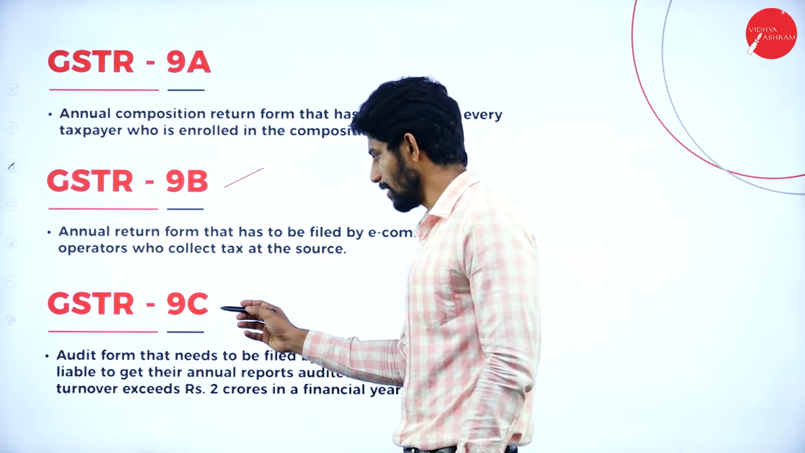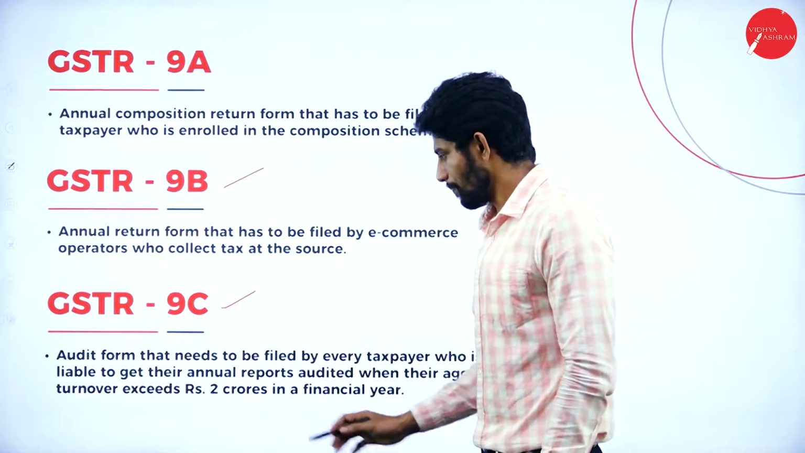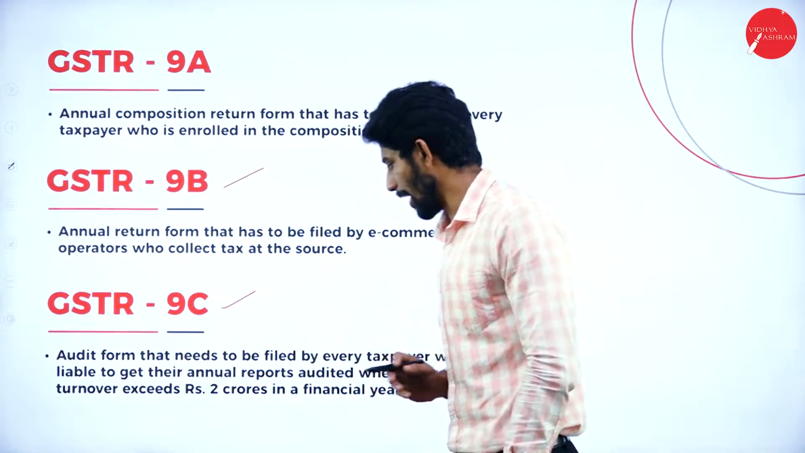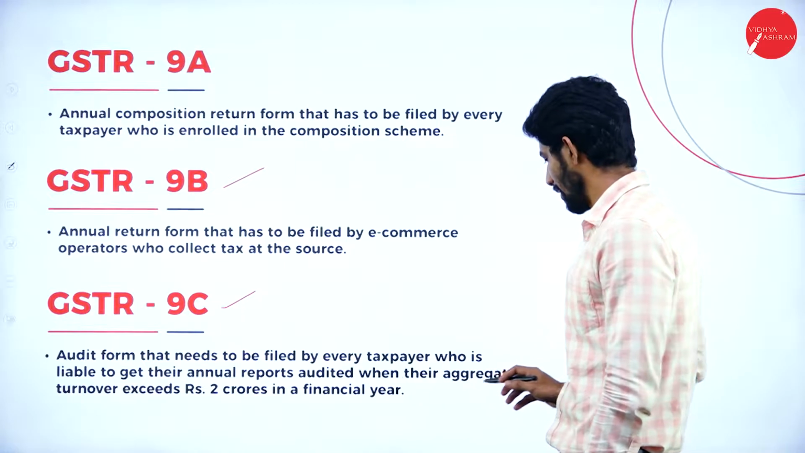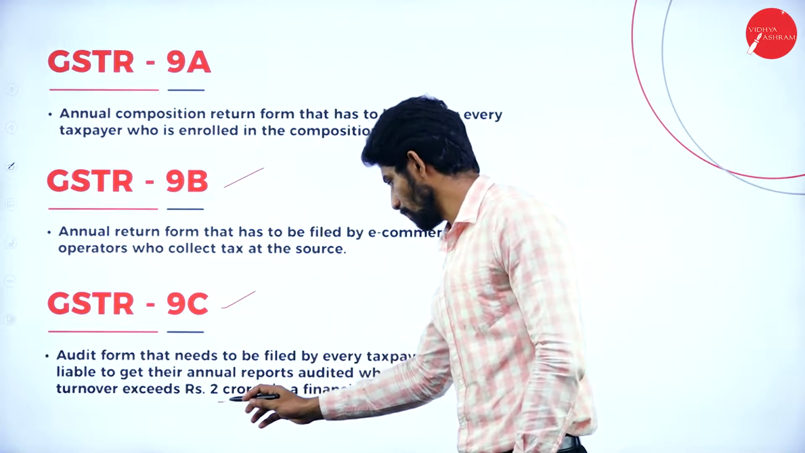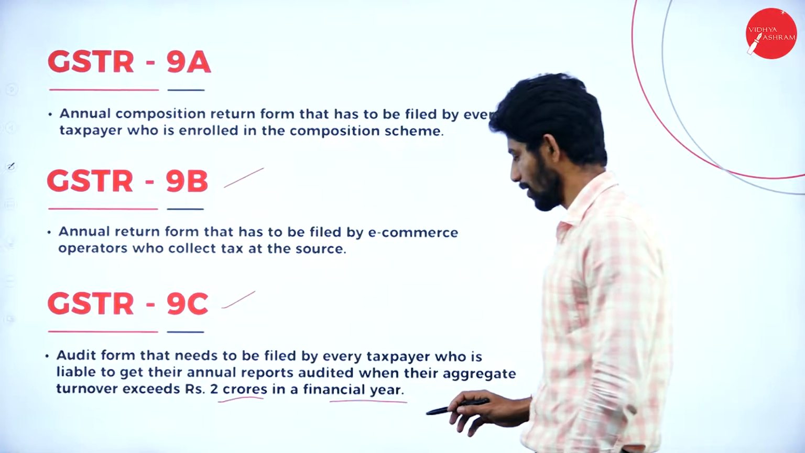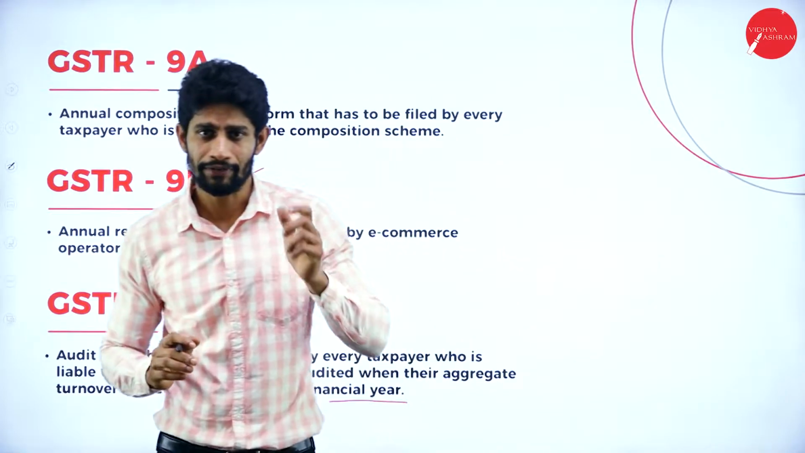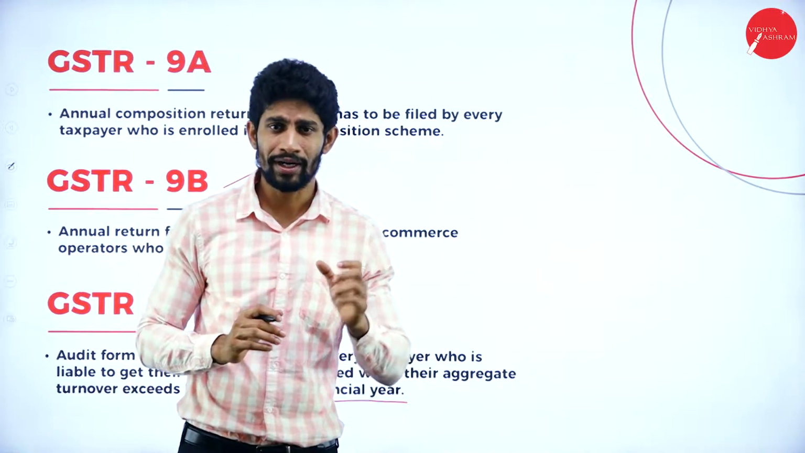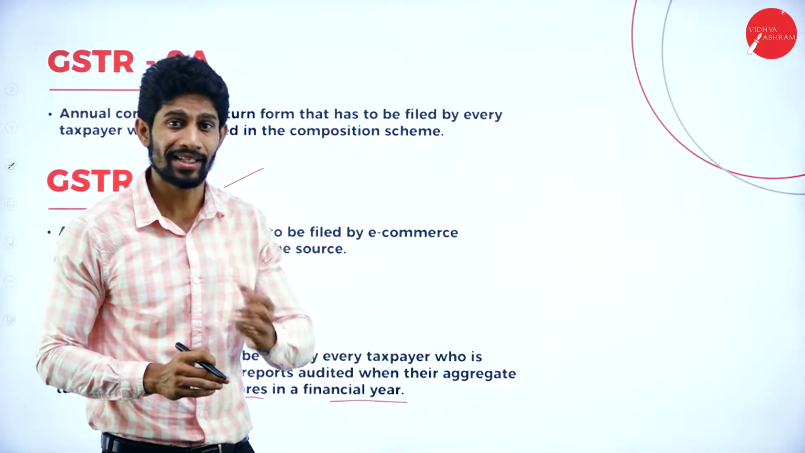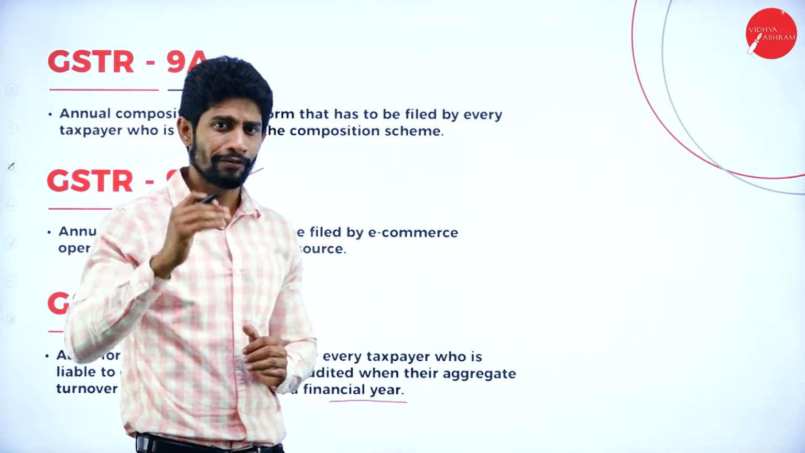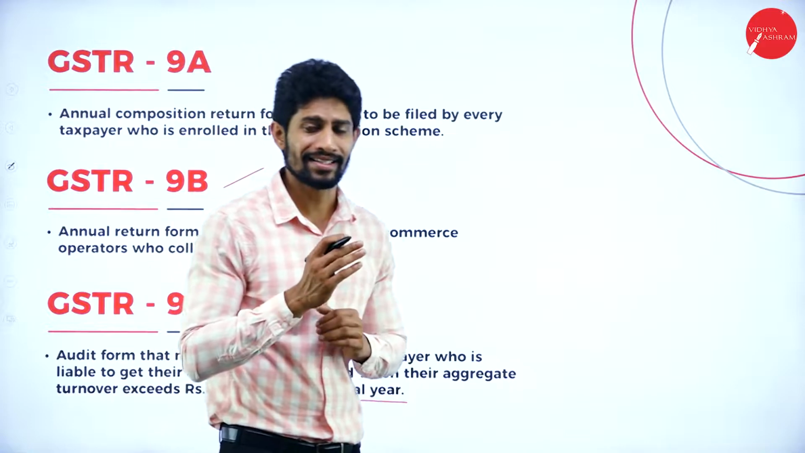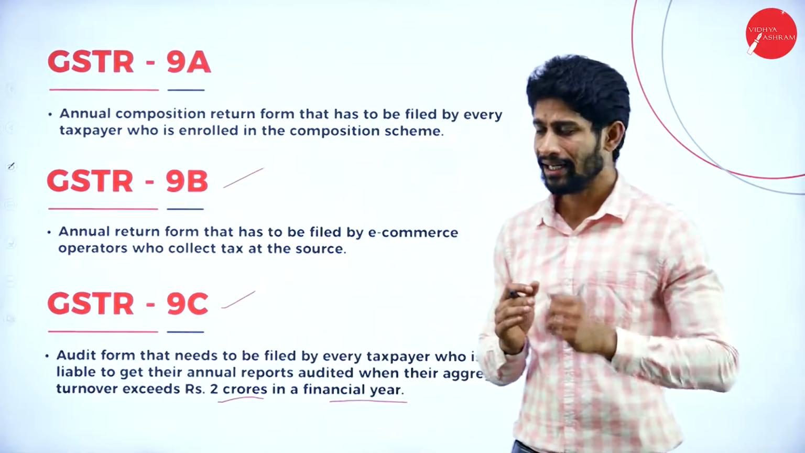Next, GSTR 9C. This is the audit form that needs to be filed by every taxpayer who is liable to get their annual reports audited when their aggregate turnover exceeds rupees 2 crores in the financial year. Yes, if any business entity's total turnover exceeds rupees 2 crore, then those taxpayers are supposed to audit their transactions.